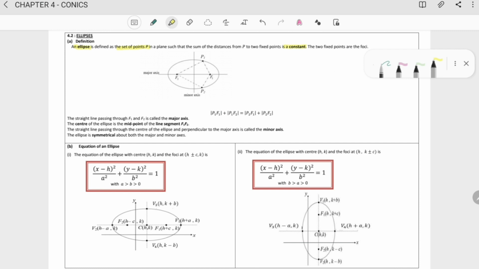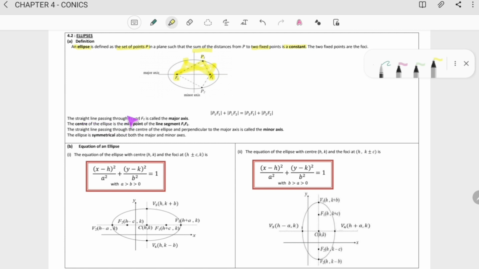The two fixed points are the foci, and the set of points P is such that the sum of the distances to the foci, whether it's P1 or here, will be the same. So this shape is called an ellipse.